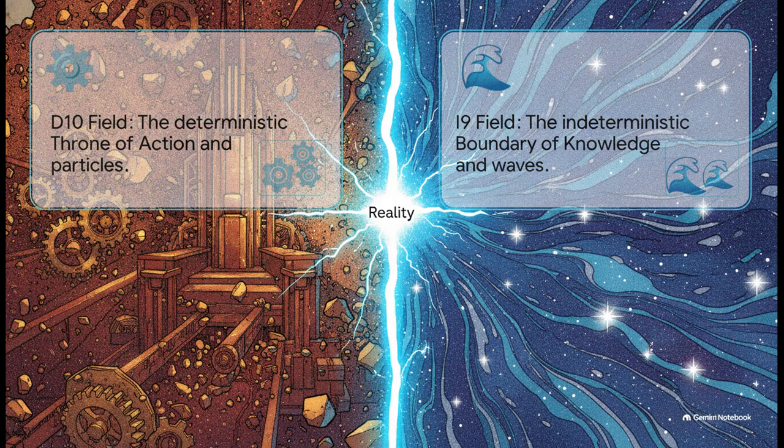And this massive weight creates the core physics of our engine. It gives us a dual caustic universe built on 2 completely distinct fields that never actually touch. On one side, you have the D10 field. This is the deterministic world of physical action, particles, the Arish or throne. On the other side is the I9 field, the indeterministic wave of pure witnessing, the Kursi. Reality itself is sparked right in the tension between these two.